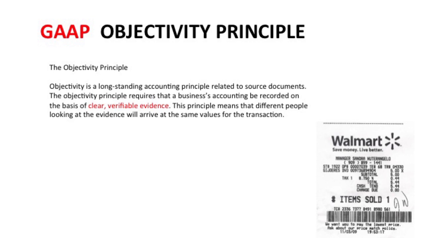This follows the objectivity principle. The objectivity principle says that business transactions must be recorded using clear and verifiable evidence. The source document must be from an independent source, providing all the detailed information needed to record the business transaction.